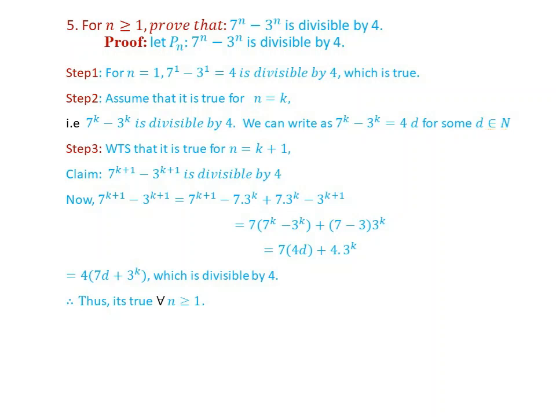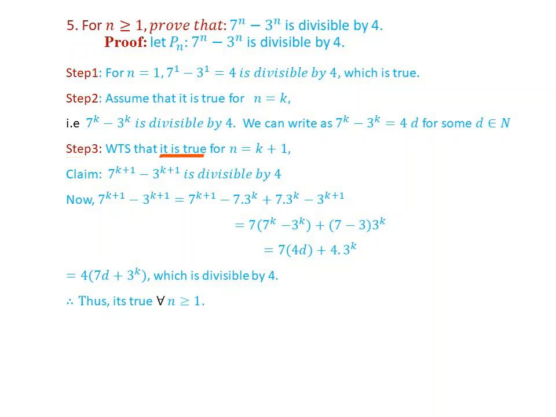Divisible by 4 means that 4 is a factor, so it is 4 times some constant d, where d is any natural number. Then 7 to the power of k minus 3 to the power of k is divisible by 4 means that 7 to the power of k minus 3 to the power of k is equals 4d. Now, what is our aim? We want to show that it is true for n is equals to k plus 1.